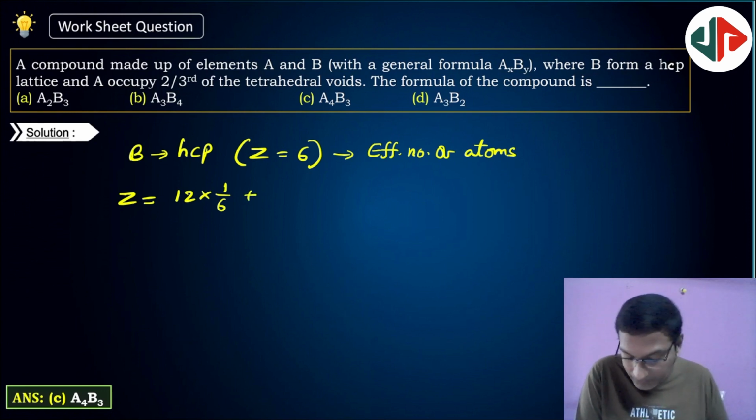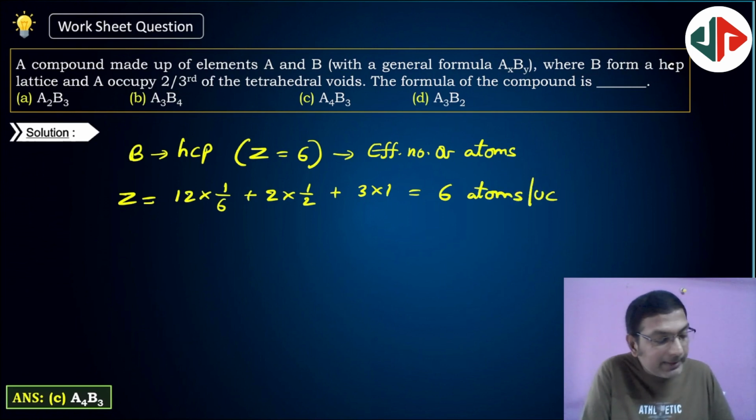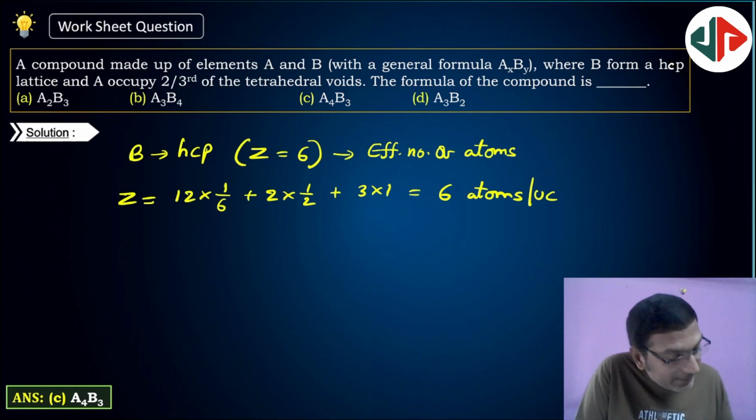Next, 2 atoms at face centers plus 3 atoms at body center. Therefore, 2 plus 1 plus 3, 6 atoms per unit cell. So B atoms will be 6. Next, number of tetrahedral voids equals 2 into Z. That means 2 into 6, 12.